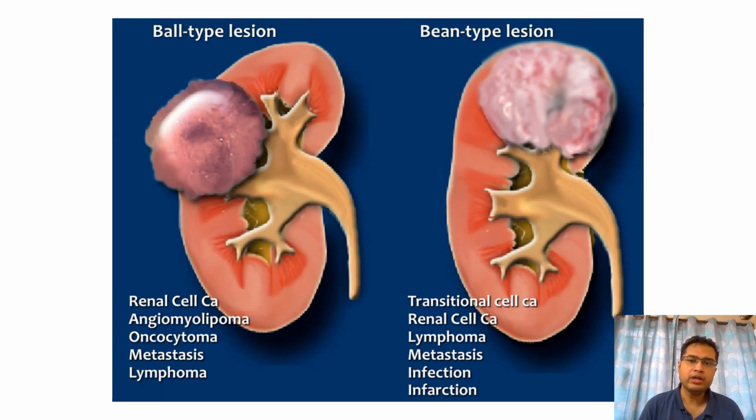So another important descriptor of a renal tumor is whether it is ball shaped or whether it is bean shaped. Ball shaped, it is distorting the renal contour, which is seen in renal cell carcinoma, oncocytoma. Bean shaped is when it is very infiltrative within the renal parenchyma. Examples include transitional cell carcinoma and lymphoma.